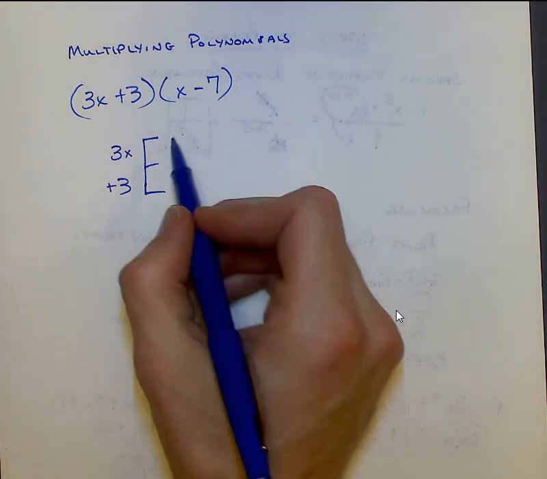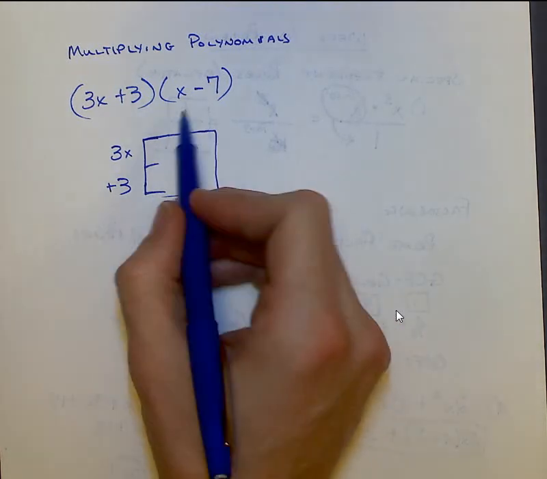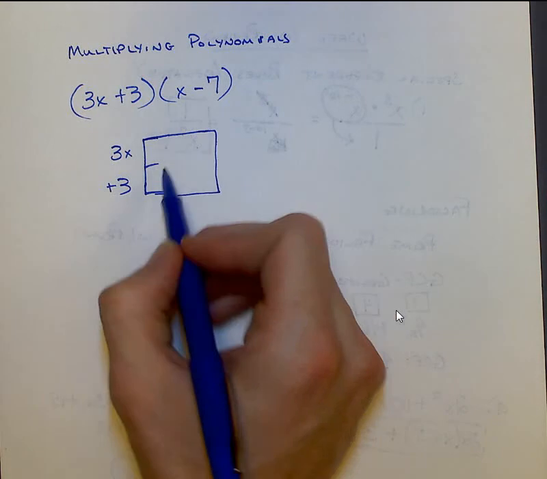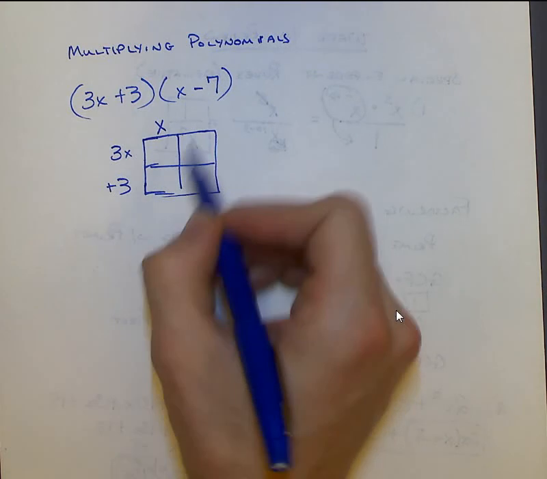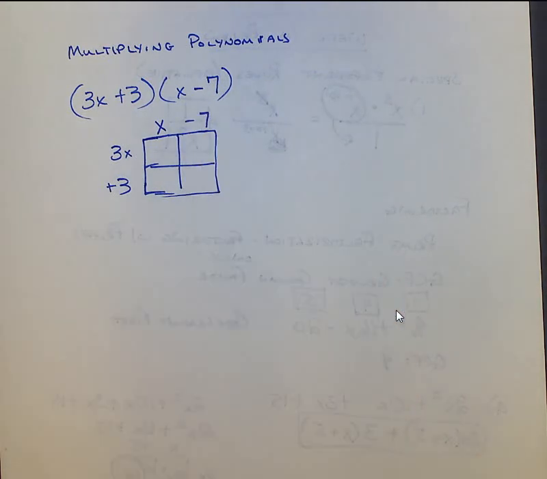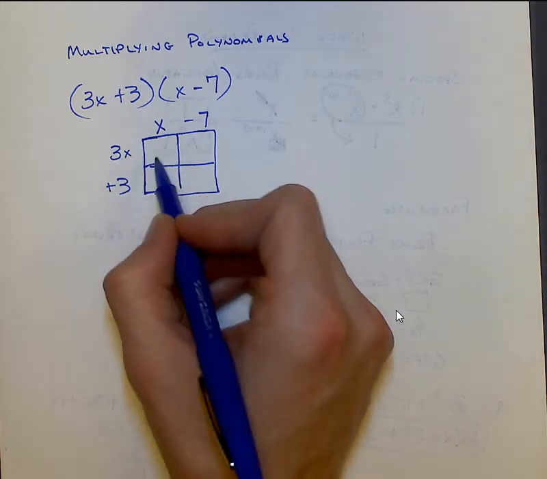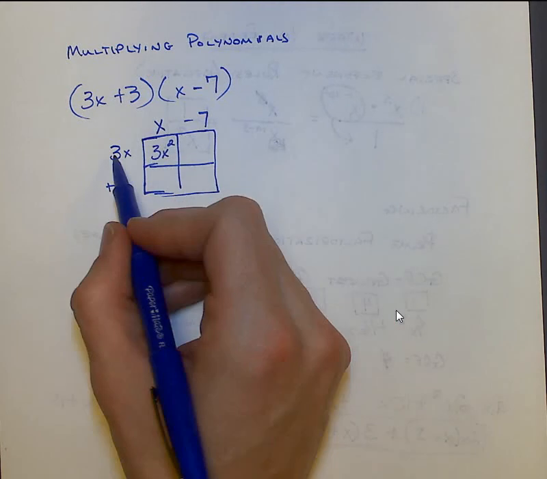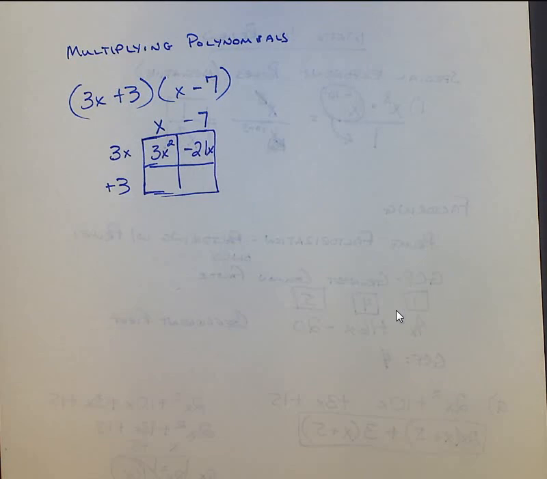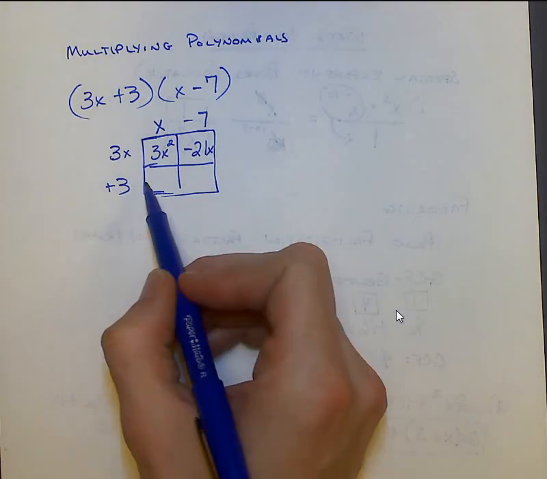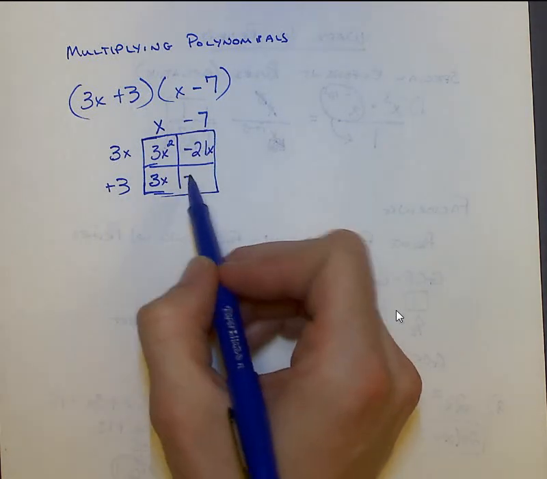And now I need to do the width. And since there are two terms in the second polynomial, I am going to break it into two. So I would write x minus 7 outside. And now I just combine them by multiplying. So I do 3x times x, and I get 3x squared. Now I would do 3x times negative 7, and I would end up with negative 21x. I would multiply 3 times x and get 3x. And I will multiply 3 times negative 7, and I would get negative 21.